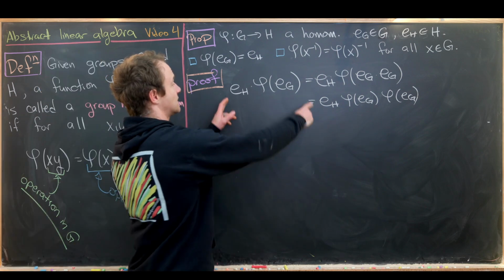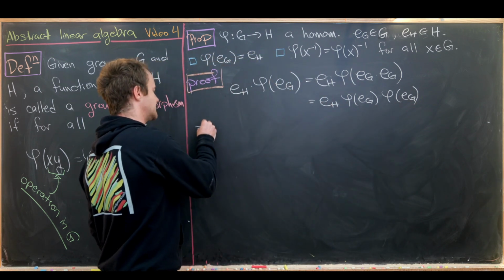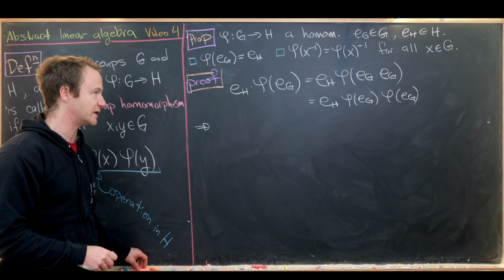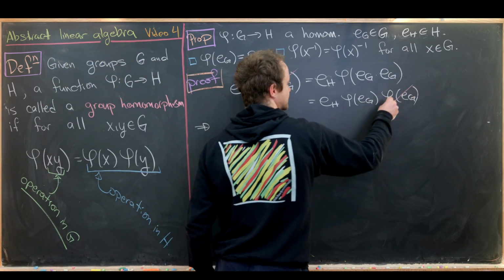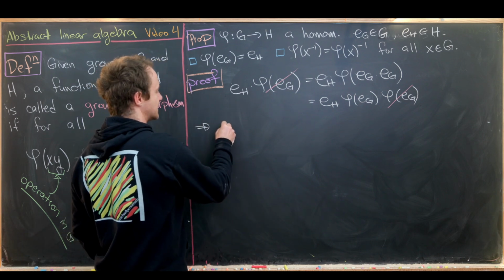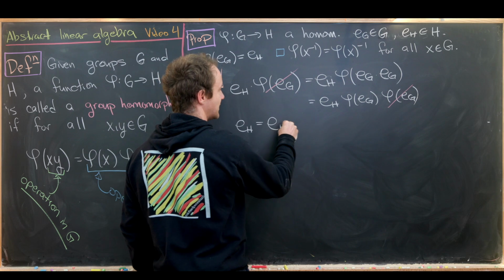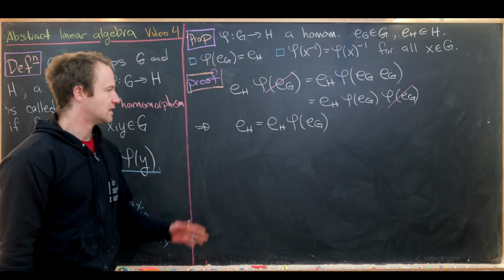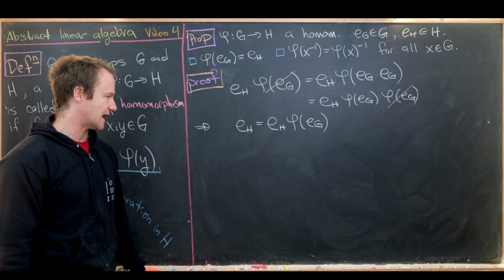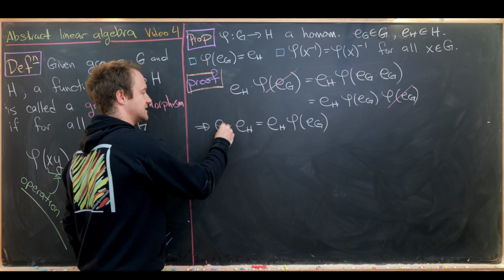Okay, great. But now let's look at this guy right here versus this guy right here. And notice by a proposition that we had in a previous video, we can do right cancellation to cancel this rightmost term. And that will leave us with e sub H is equal to e sub H phi of e sub G. Now, we'll play a similar game. We'll take this left-hand side and multiply it by e sub H.